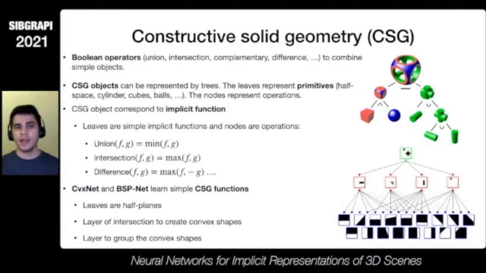ConvexNet and BSP-Net are neural networks that encode simple CSG trees. The leaves will be just half spaces. An intermediate layer will consider the intersection of half spaces to form convex shapes. And finally, the root of the tree is obtained through a union operator that groups the convex shapes into a single shape.